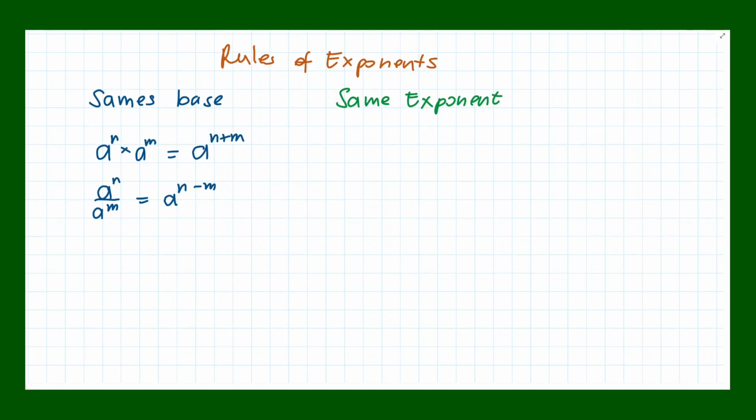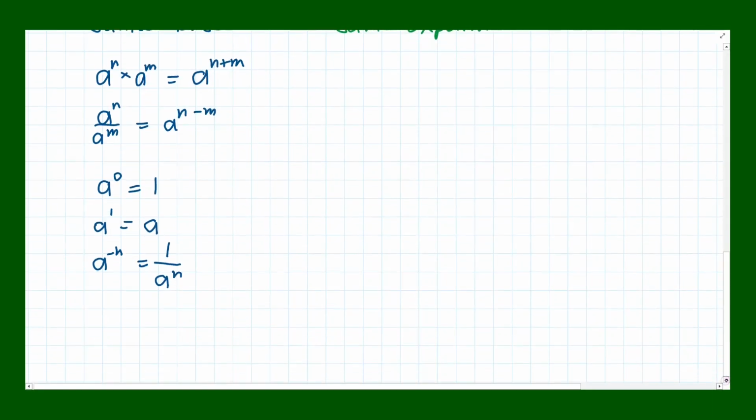There are some special powers. If I raise something to the 0 power, that's going to be equal to 1. If I raise something to the first power, that's going to be equal to itself. And if I raise something to a negative power, that's going to be the same as 1 over the positive equivalent of that very same power. There are a couple more in the group of the same base powers.